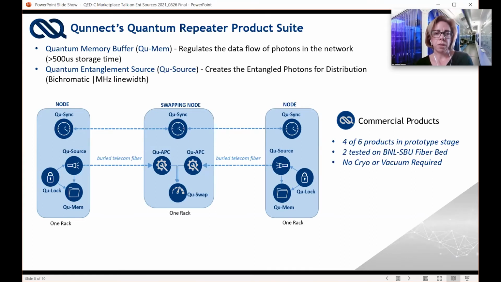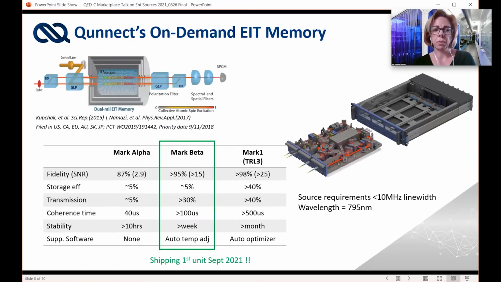And our flagship product at Qunnect right now is another part of that suite called a quantum memory. In our case, it's an on-demand EIT, which stands for electromagnetically induced transparency, memory. This is a CAD rendering of the actual device, and we're very proud to announce that we will be shipping our first beta prototype units with the specs that you see below in September, with the hope to start producing our Mach 1 units that would be broadly commercializable in early 2022.